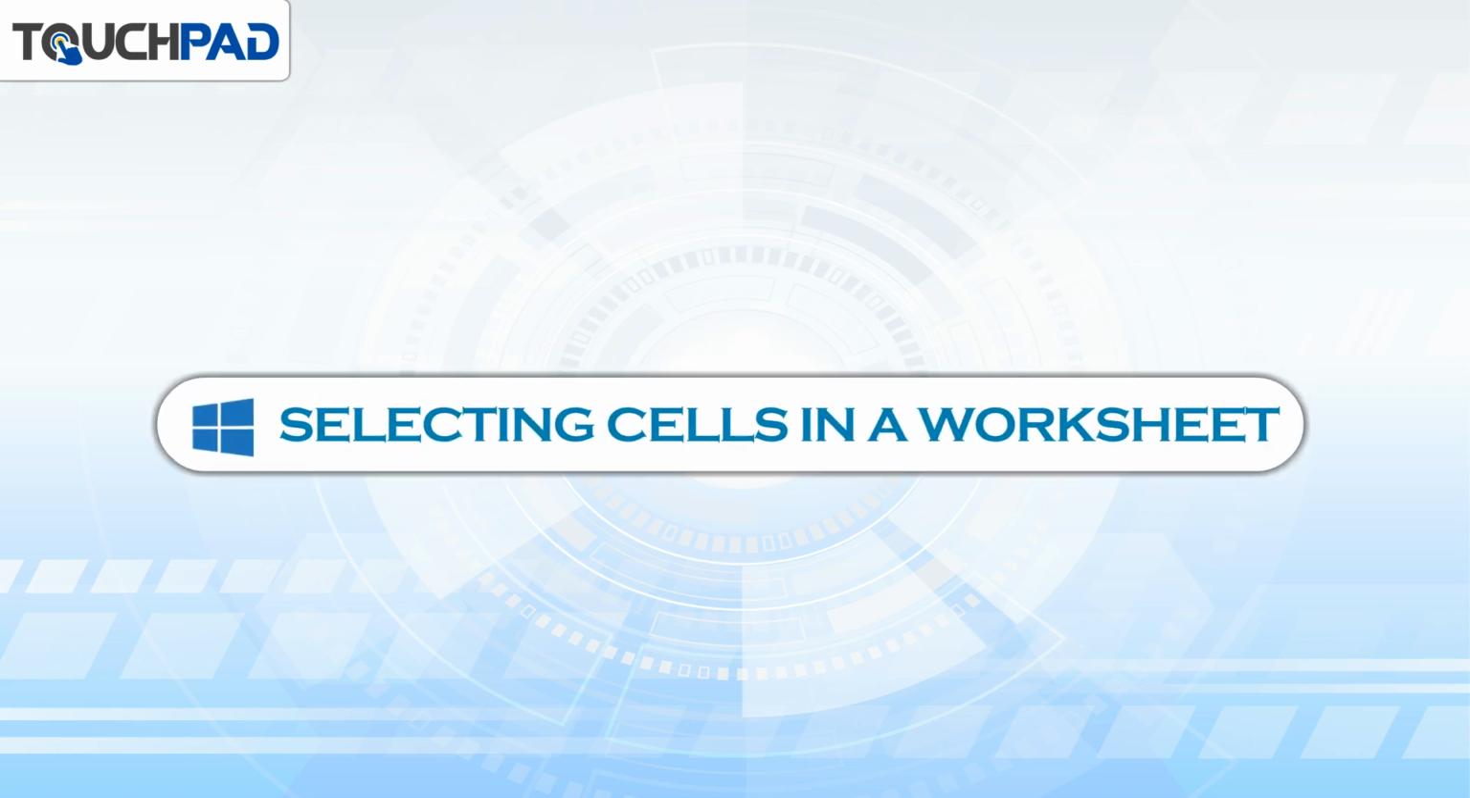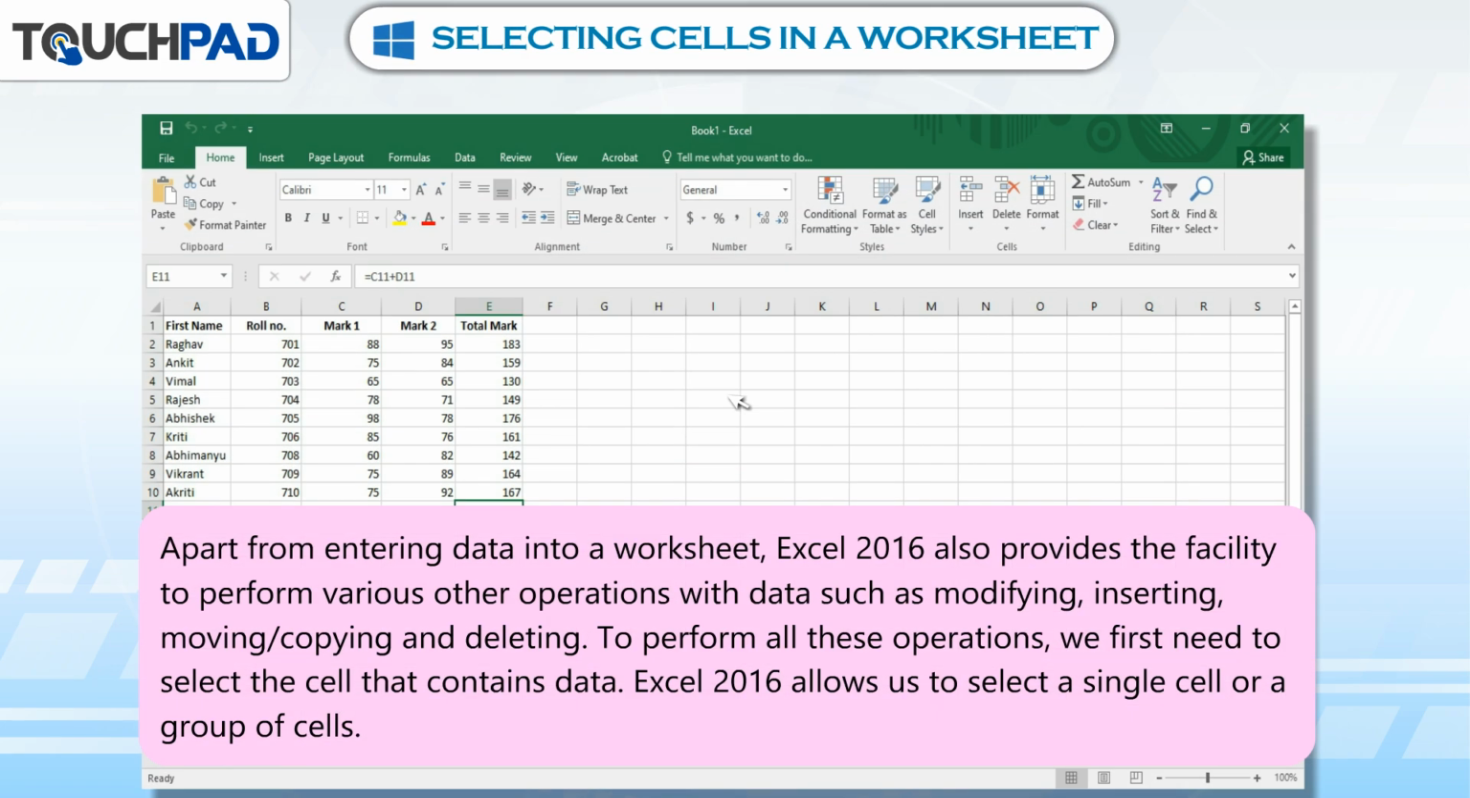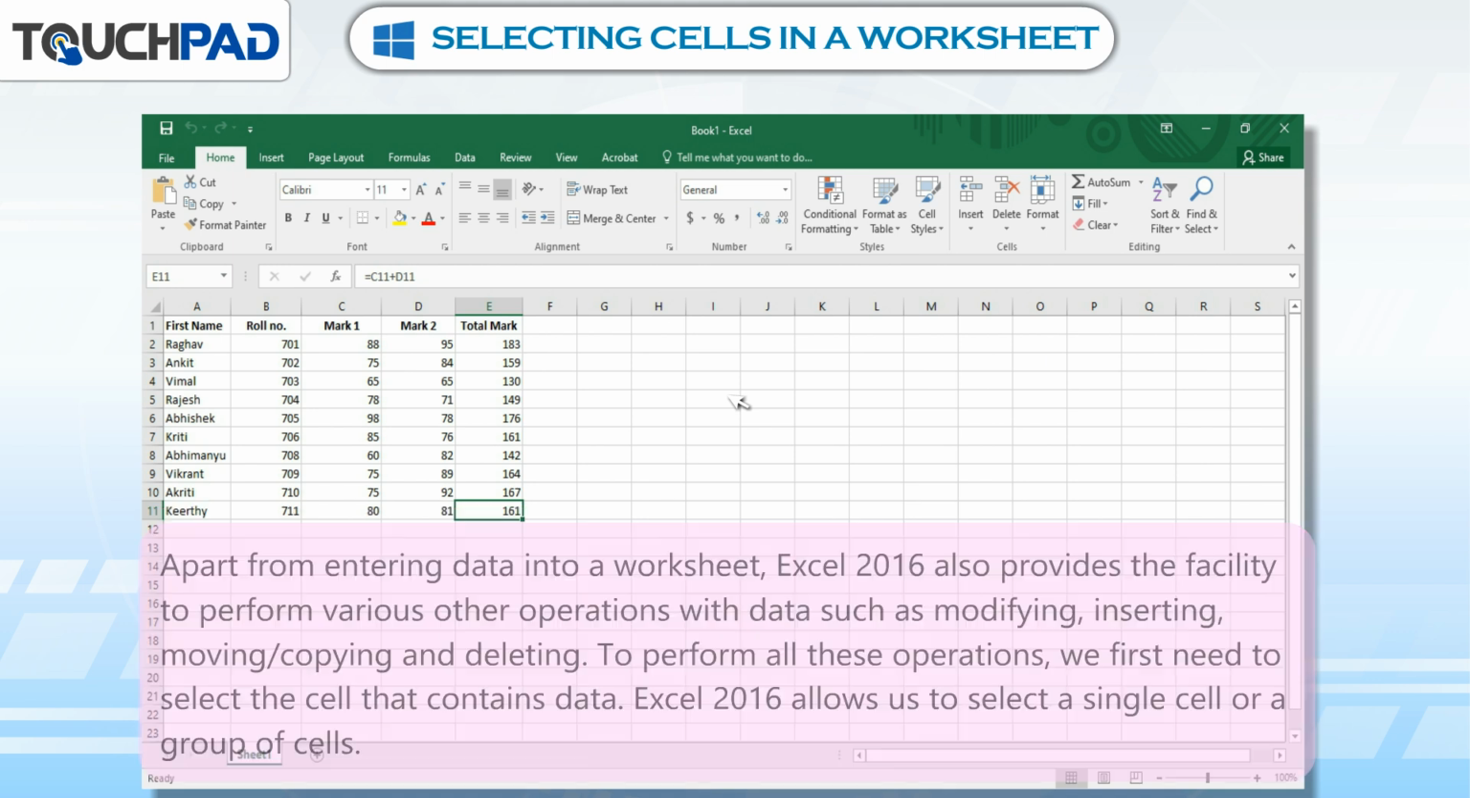Selecting cells in a worksheet. Apart from entering data into a worksheet, Excel 2016 also provides the facility to perform various other operations with data such as modifying, inserting, moving/copying, and deleting. To perform all these operations, we first need to select the cell that contains data. Excel 2016 allows us to select a single cell or a group of cells.